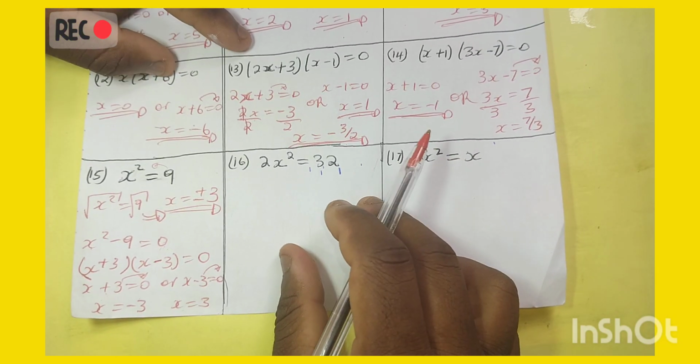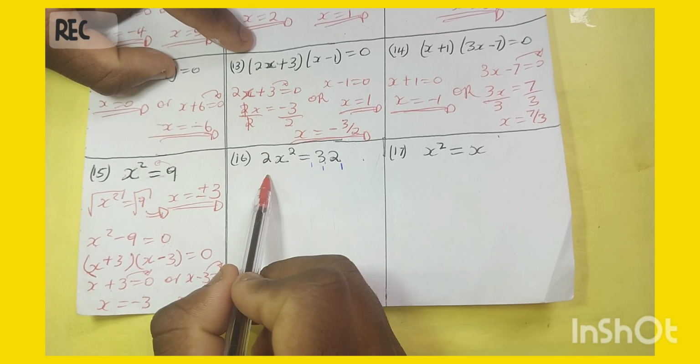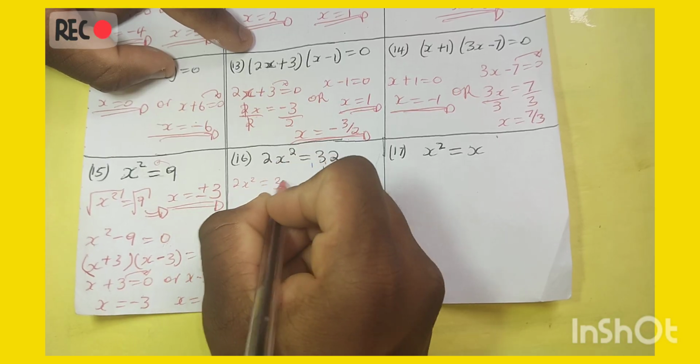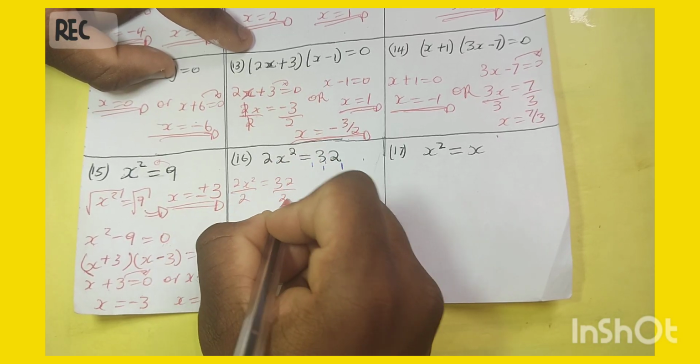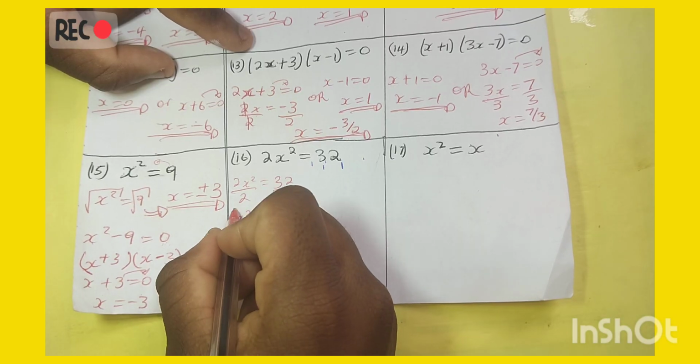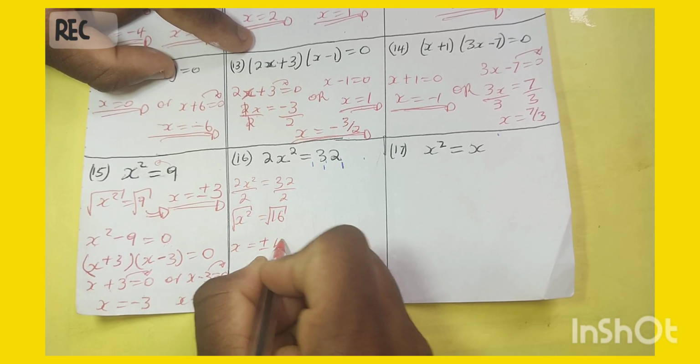For this one, guys, there are many ways to kill a cat. What I can do is start by dividing by that 2 here. Meaning this is what will happen. Divide that by 2, x squared will be 16. Then I can take the square root, meaning the answers will be plus or minus 4.